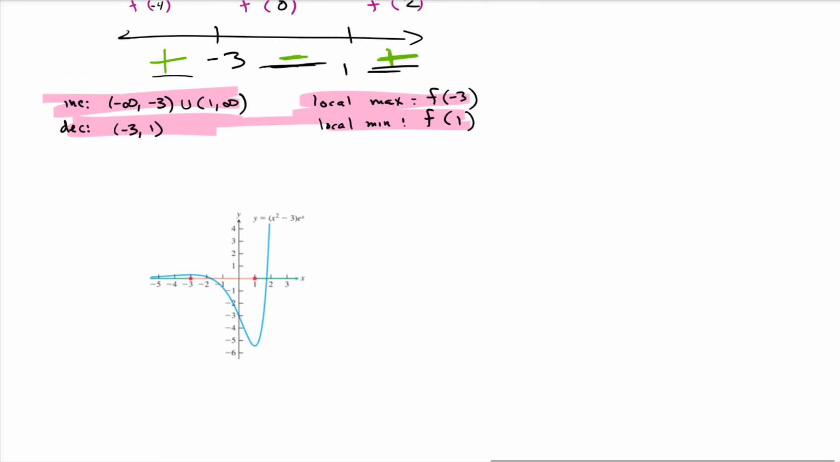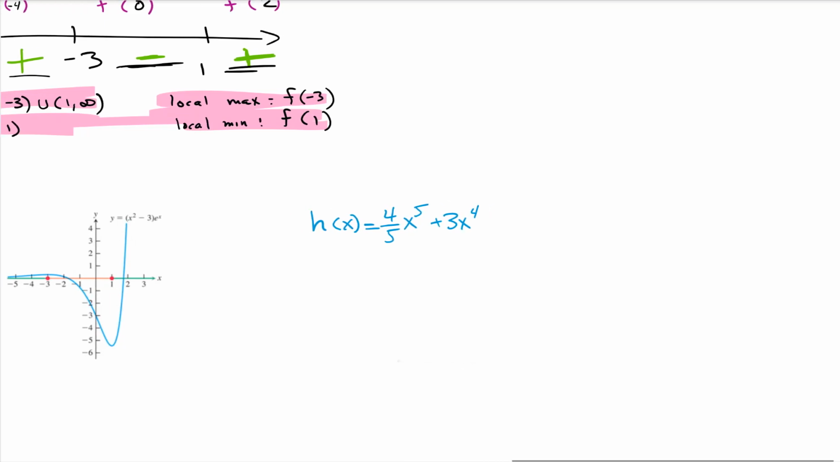Now here is your quick little quiz problem. This is all algebra. h of x is equal to 4/5 x to the 5th plus 3x to the 4th minus 7x cubed minus 15 over 2 x squared plus 20x plus 1. You remember your rational root theorem, don't you?